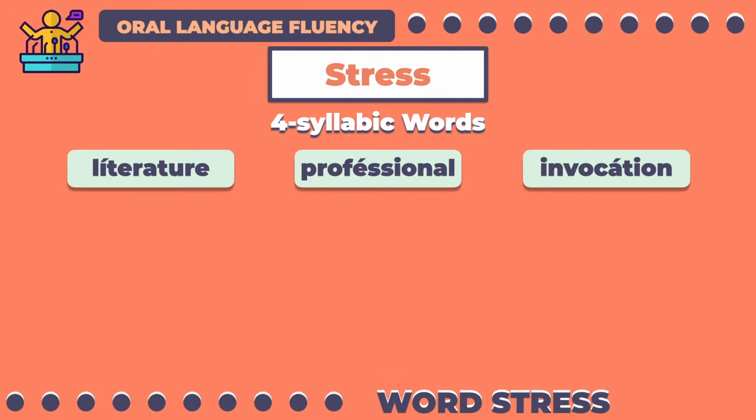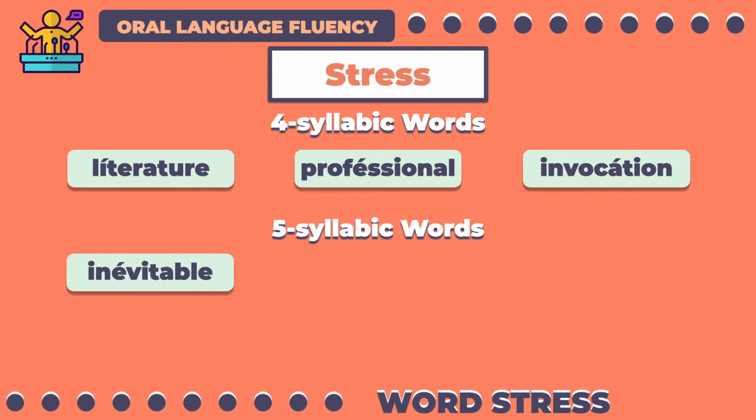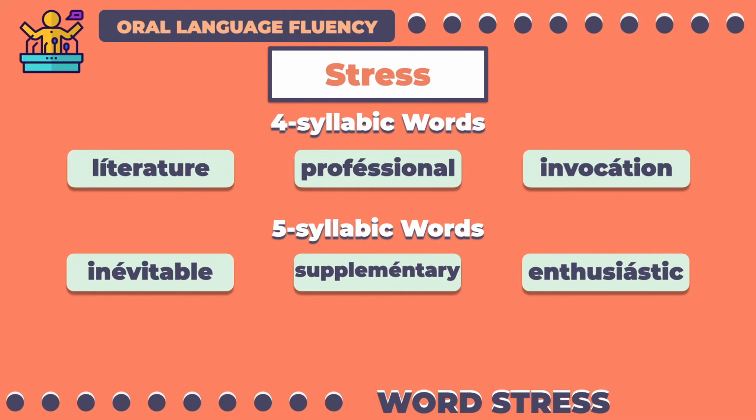For five-syllabic words, here are the examples. Inevitable. E, first syllable, ne, second syllable, v, third syllable, ta, fourth syllable, bo, fifth syllable. The stress is in ne, second syllable, inevitable. Supplementary. The first syllable is su, second syllable is ple, third syllable is men, fourth syllable is ta, and last syllable is ri. The stress is on the third syllable, men, supplementary. Last is enthusiastic. En, thu, si, as, tic.